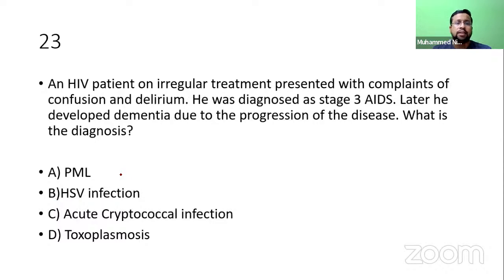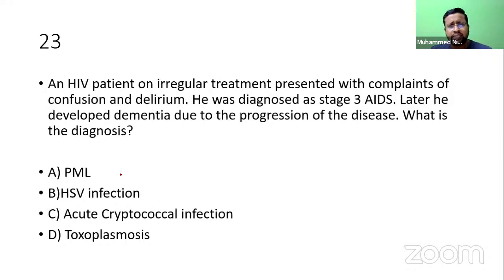Question number 23: an HIV patient on irregular treatment presents with complaints of confusion and delirium. He was diagnosed as stage 3 AIDS. Later, he developed dementia due to progression of the disease. What is the diagnosis? The options given included progressive multifocal leukoencephalopathy, HSV infection, acute cryptococcal infection, and toxoplasmosis. So PML, HSV, cryptococcus, and toxoplasmosis. Basically, they're telling it is predominantly confusion and delirium.